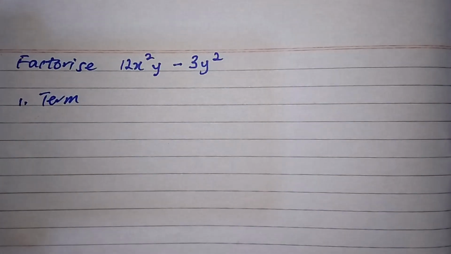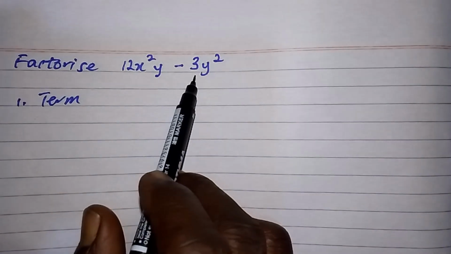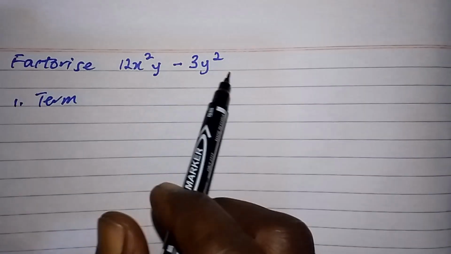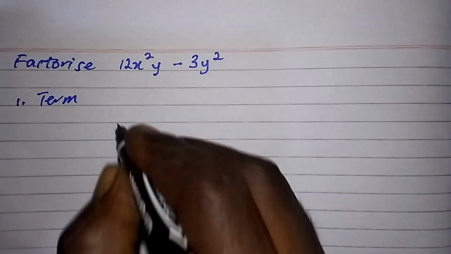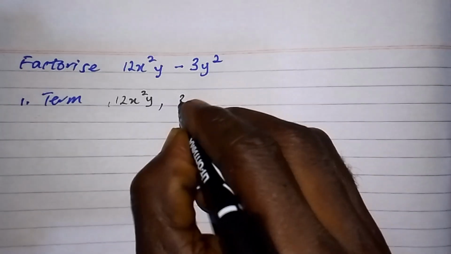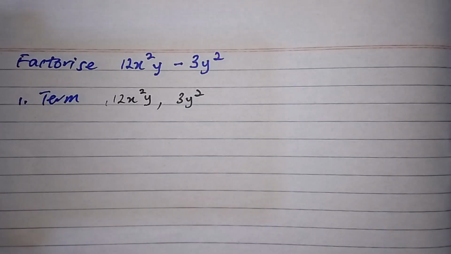Now, when we talk about a term in an expression, taking this expression which we have to factorize, we have two terms in this expression. 12x squared y is one term, 3y squared is another term. The parts that are separated by the plus and the minus sign in an expression are called the terms. So in this particular question, there are two terms in the expression.